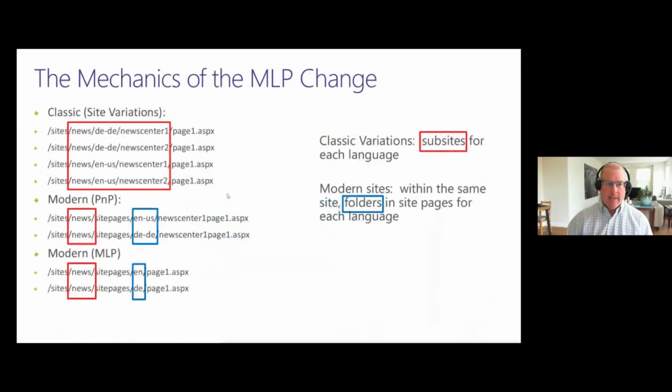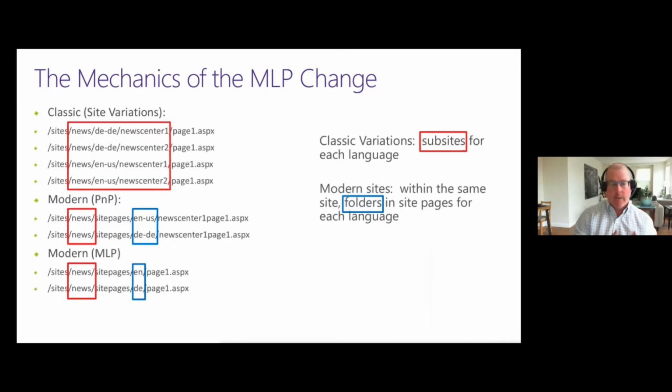So, some of the mechanics of the change. Sometimes it's easiest to show this in terms of URLs. For the classic sites in terms of variations, you can see the structure: the site collection of news, the site for the German language variant, the DEDE, and then the site News Center 1, and the pages on that site. And then other subsites for English language or any other language. The project we worked on supported 8 languages on day 1.